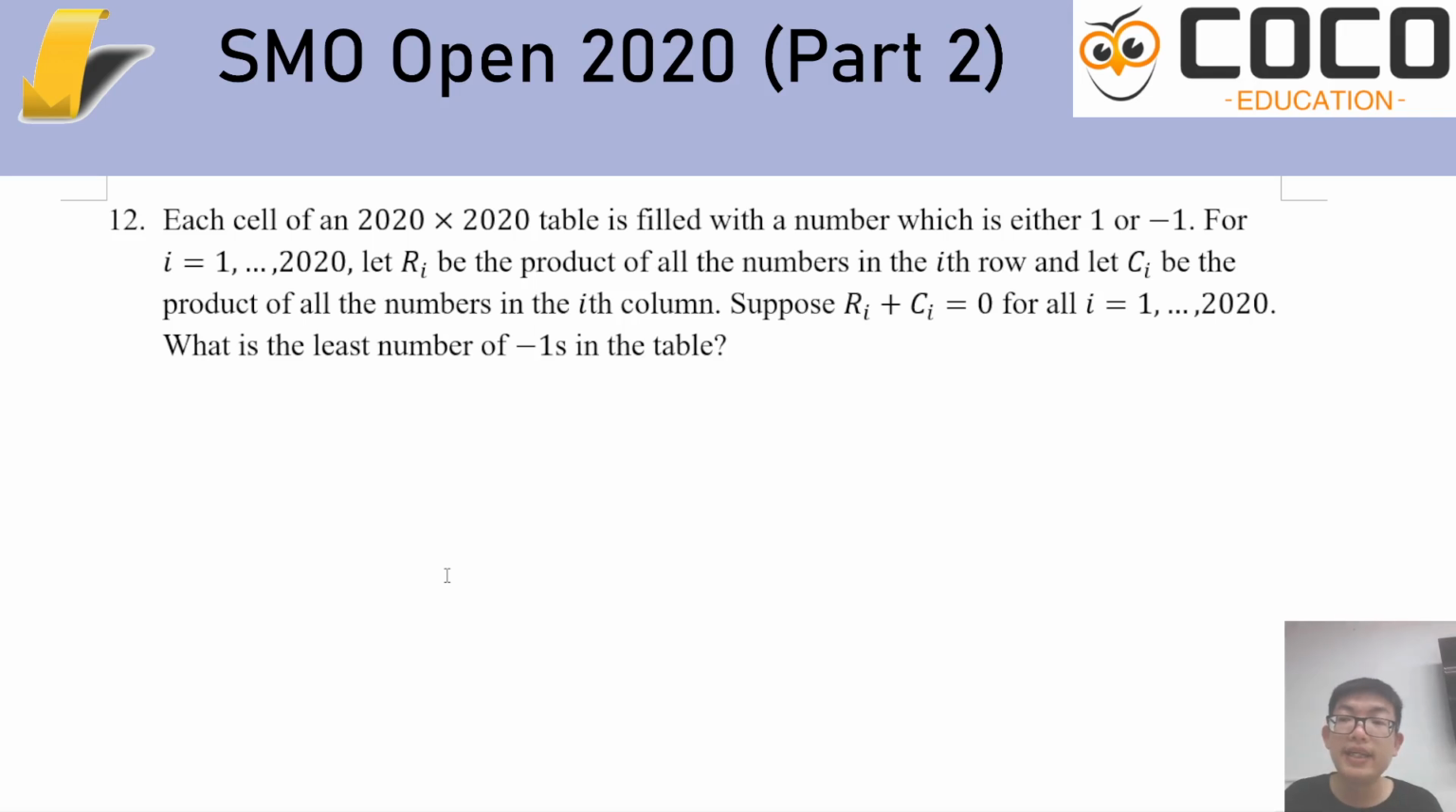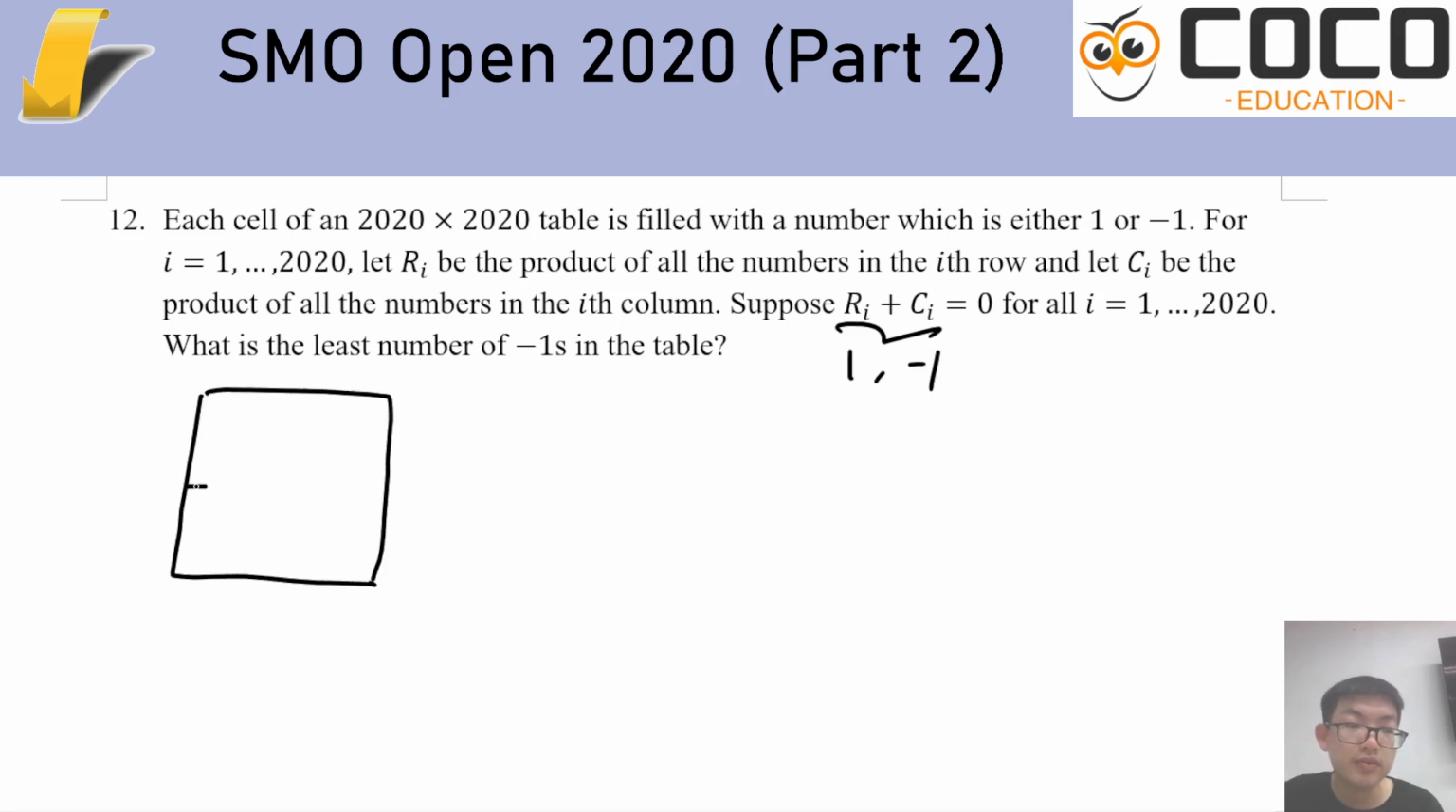Ri plus Ci equals 0 just means that there is a 1 and a minus 1 in some order. Least number of minus 1s in the table just means that, well, most of them should be 1. Now I'm going to think of it as being a small, like let's use a 4 by 4 as a representative size to understand what's going on.